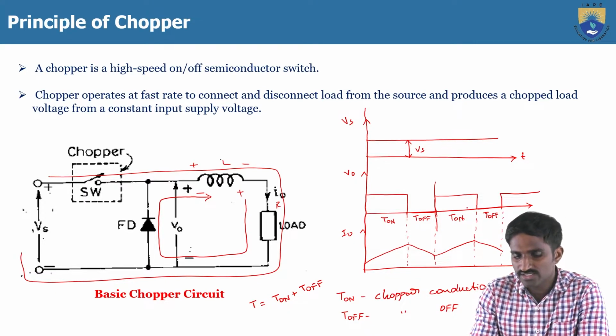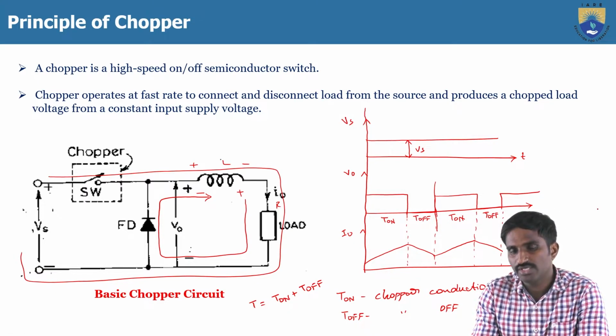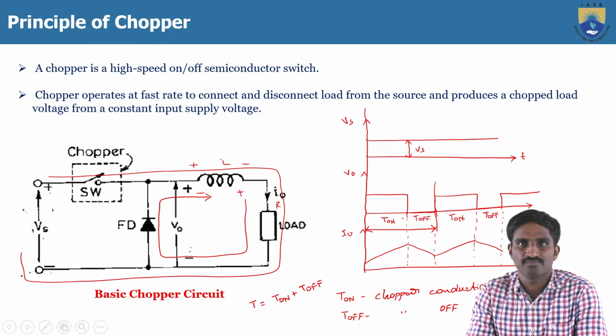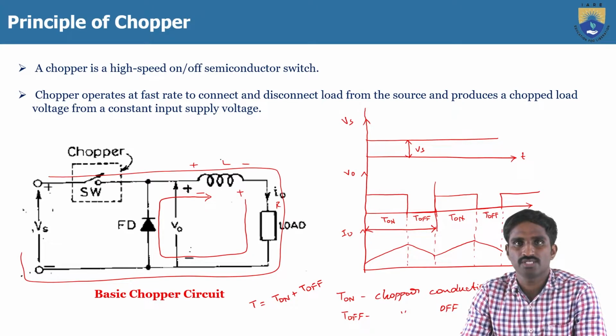Then again this cycle is repeating continuously, so here we are just taking the total time period as T, and T is the summation of T on plus T off. This is the basic operation of the circuit.